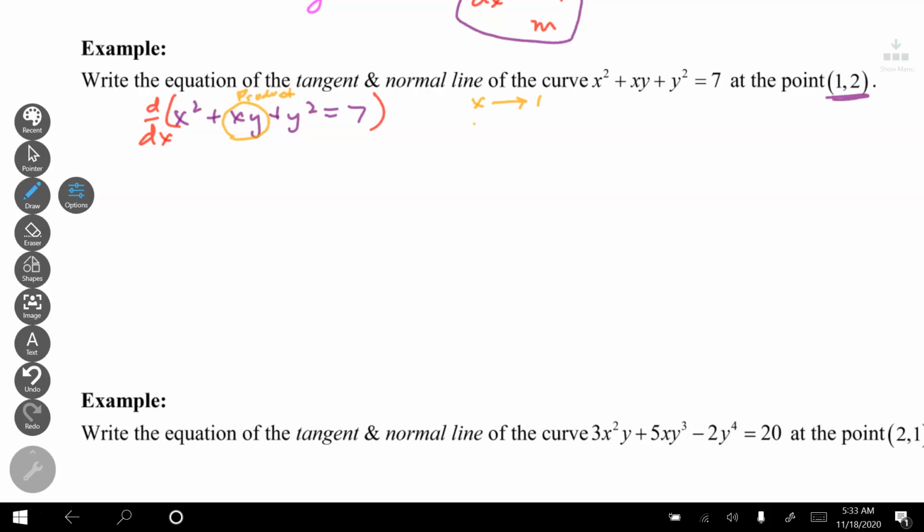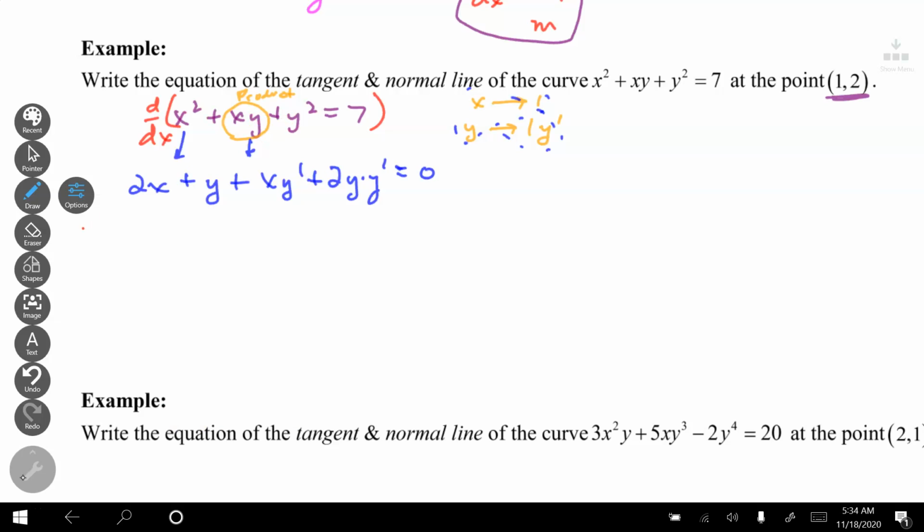x becomes 1, y becomes 1. I'm going to use y prime this time. So I'm going to take its derivative. x squared is just 2x, plus, this product rule case is going to be 1y, plus, now I go the other way, 1xy prime, plus the derivative of y squared is 2y, there's a y there, got to times another y prime, is equal to the derivative of 7, which is 0.